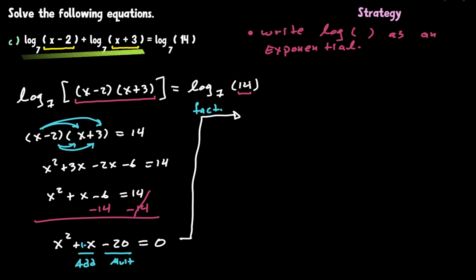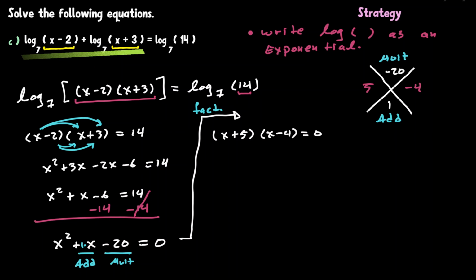Let's organize our thoughts. And those 2 numbers are going to be 5 and negative 4. When we multiply 5 times negative 4, it does give us negative 20. And these same two numbers, if we add them up, it does give us positive 1. So now that we have those values, we can rewrite our expression as x plus 5 times x minus 4. And now we can set each expression equal to 0.